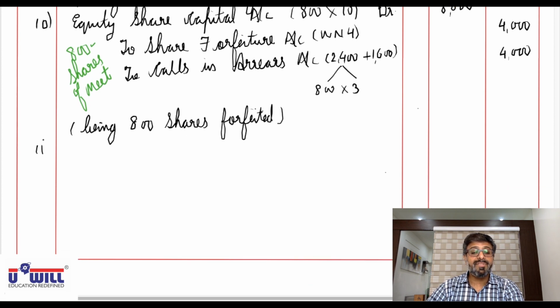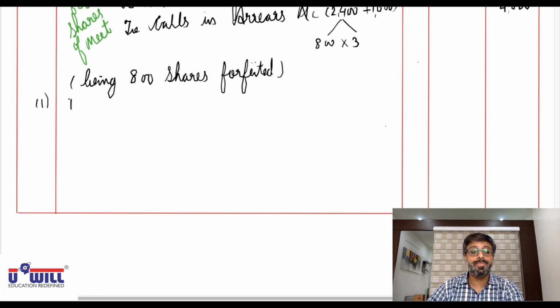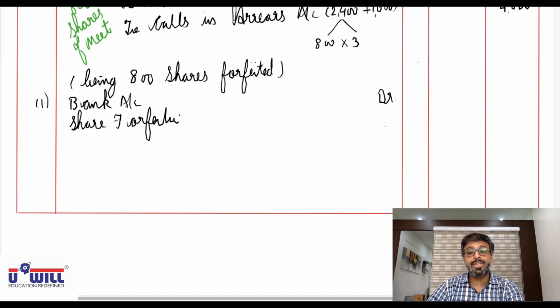Now, after forfeiture, reissue. Bank is the receiver, so bank account debit. Share discount, we will utilize from share forfeiture. So share forfeiture account debit to equity share capital account.